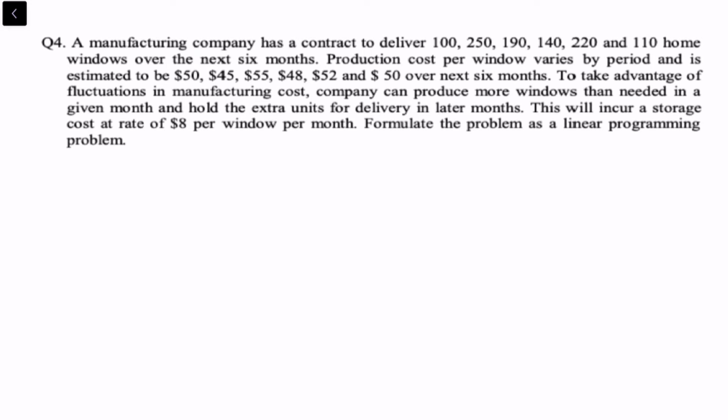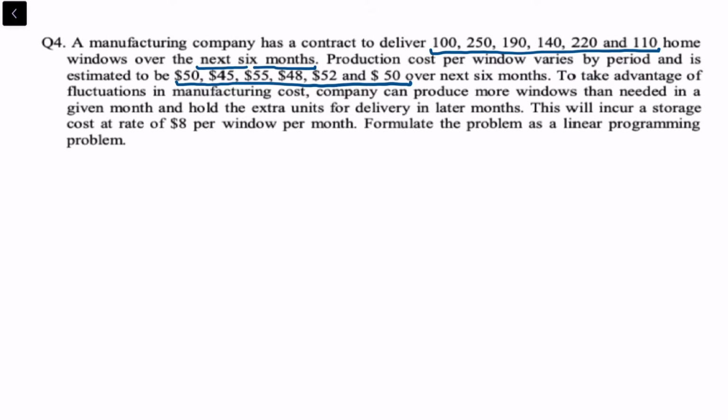So question number 4 asks: a manufacturing company has a contract to deliver 100, 250, 190, 140, 220 and 110 home windows over the next 6 months. And the production cost per window varies by period and it's estimated to be this much. So this is the cost given for the windows over the next 6 months.